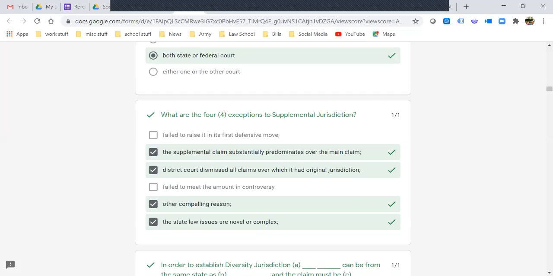All right, this is an important one. What are the 4 exceptions of supplemental jurisdiction? Again, this term, supplemental jurisdiction, is important. So you need to know the 4 exceptions to supplemental jurisdiction. And that is, 1, the supplemental claim substantially predominates over the main claim. 2, the district court dismissed all claims over which it had original jurisdiction. 3, some other compelling reason formulated by the judge. Or 4, the state law issues are new or too complex.